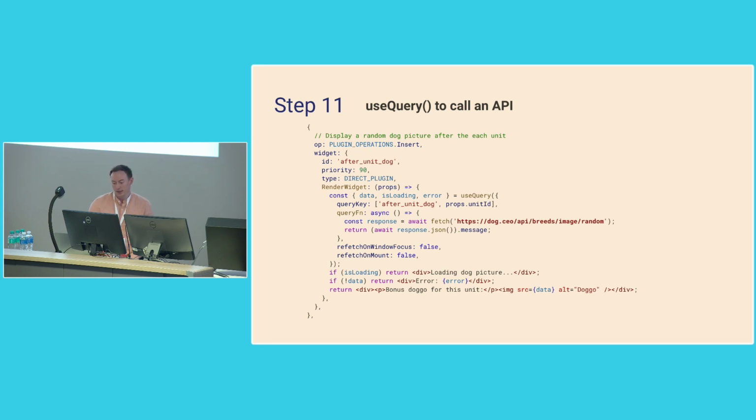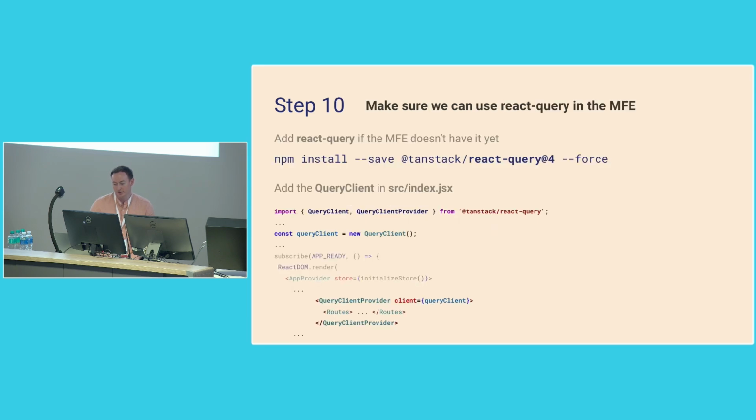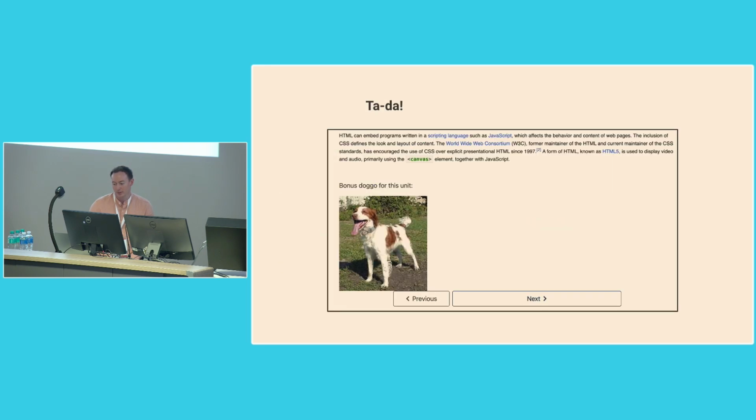So if you copy that and paste it as a fourth plugin, and you add React Query to the MFE, what you'll find is it looks like this. It will display a random picture of a dog at the end of the unit. And if you have multiple units, as you switch back and forth between the units, you'll see the same unit gets the same dog picture because of how we set up the unit ID in the query key. So that's an example of loading data from the API.